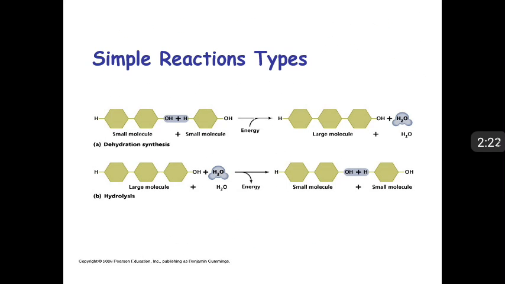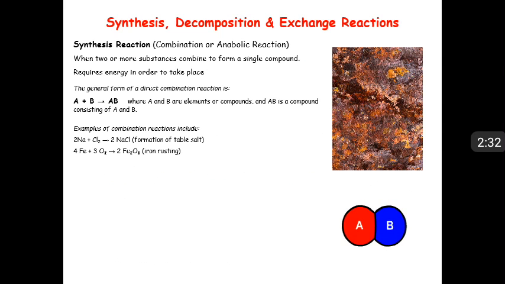Now simple reaction types. You can see reactions occurring in this picture. We will discuss about it later. First we will study about synthesis, decomposition and exchange reactions. Now what is a synthesis reaction? It is a combination or anabolic reaction when two or more substances combine to form a single compound. It is called a synthesis reaction. It requires energy in order to take place.